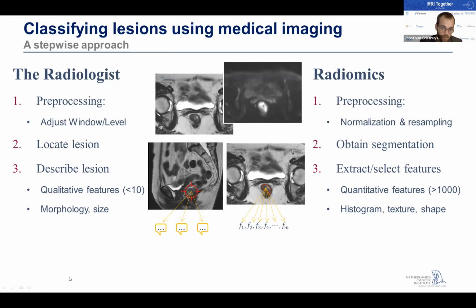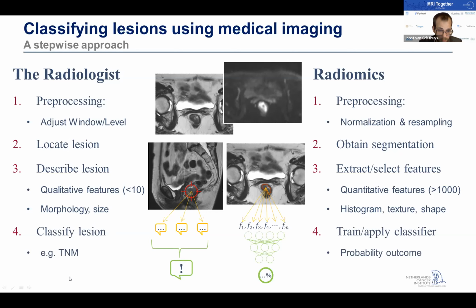like histograms, so which gray values are present in the image. And also the shape. What is the shape of the image? So the roundness, but also the volume and the maximum size. And the third group, the biggest group, are the texture features, which describe the relationship between the gray values and their spatial location within the area of interest.